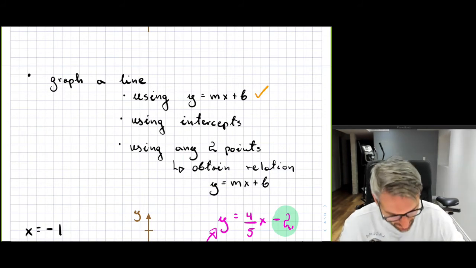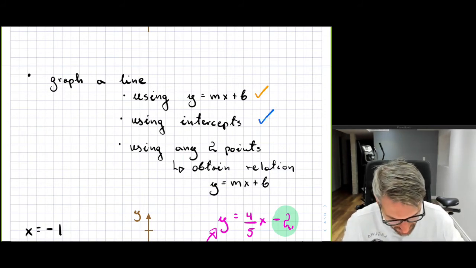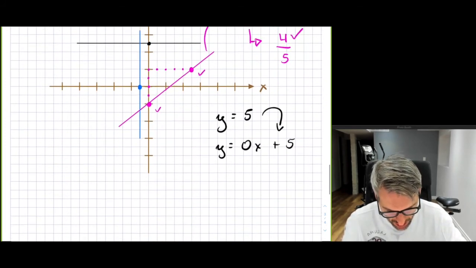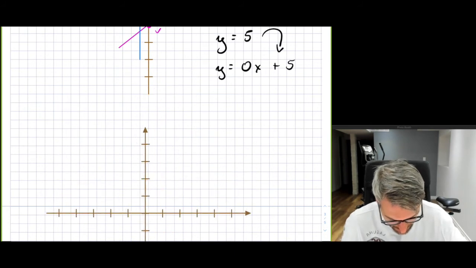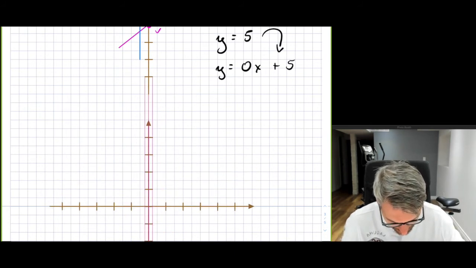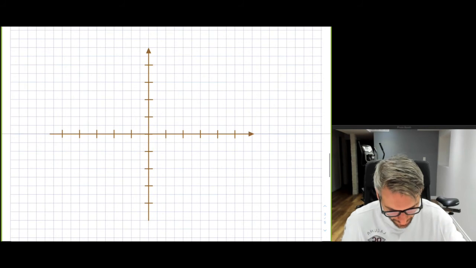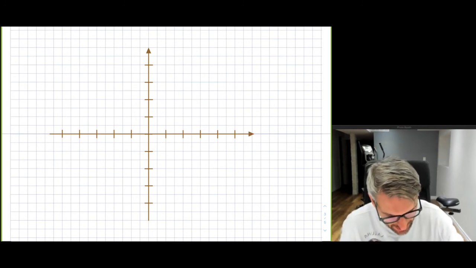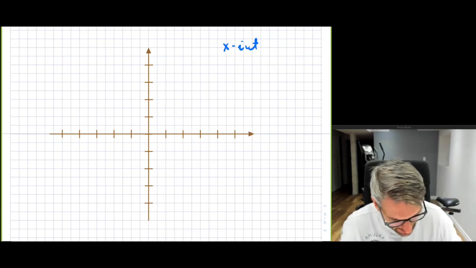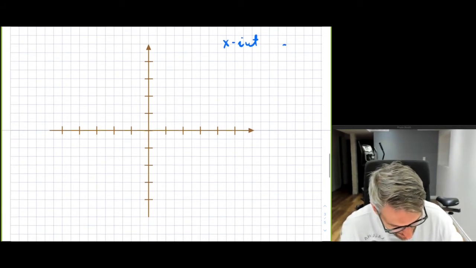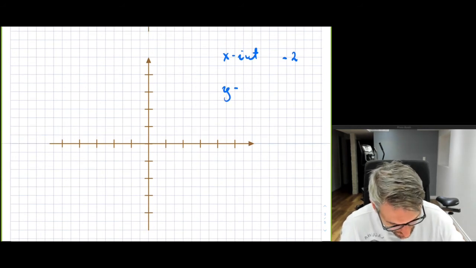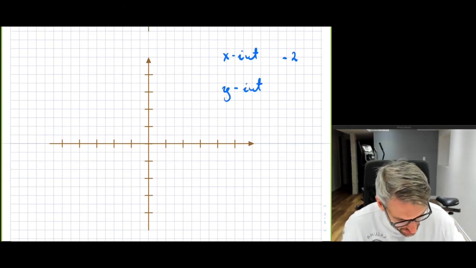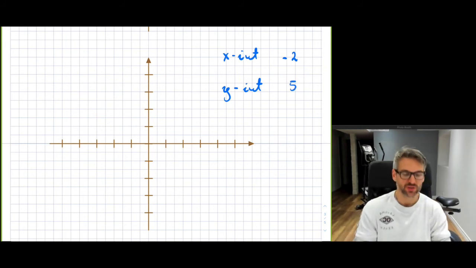Now, what if you're given intercepts? What if somebody tells you what the intercepts are? So if we are given intercepts, let's say somebody comes along and says your x-intercept is -2, and your y-intercept is, let's say, 5. So that's what you have.